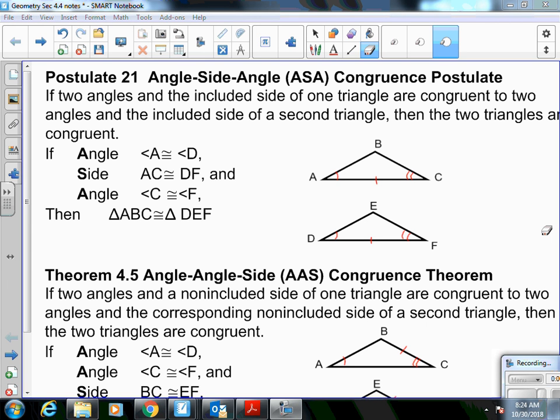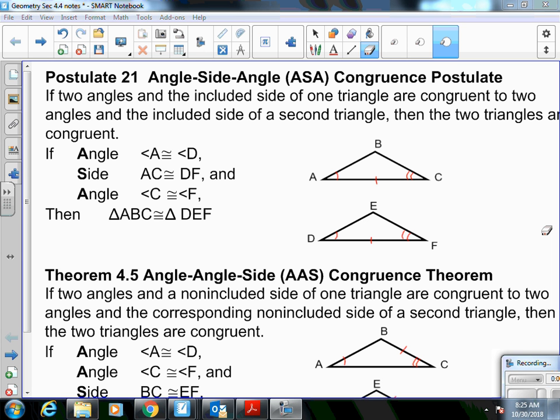All right, so yesterday we learned two new postulates to prove triangles congruent. Anybody remember those two? Side, side, side, and side, angle, side. And today we're learning two more. We got postulate 21, angle, side, angle, or ASA congruence postulate.